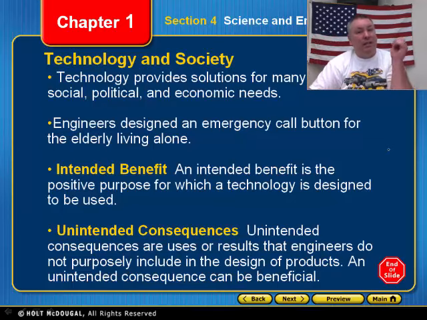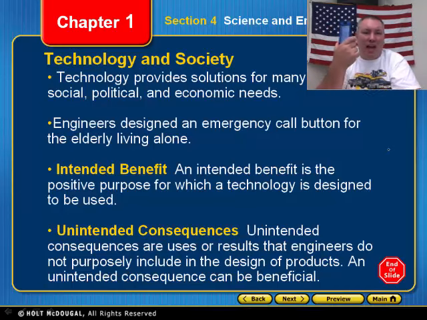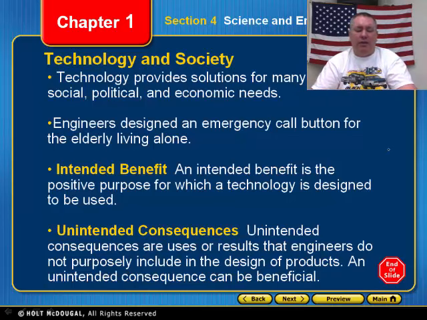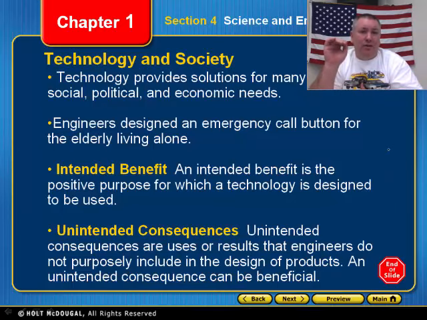Unintended consequences could be good, it could be bad, it could be either one. So one of the bad things is cyberbullying. That's something you guys know about. People can get on the cell phones and they can text each other bad things and ruin people's reputation and stuff like that. That's not what a cell phone was designed for. But that is an unintended consequence.